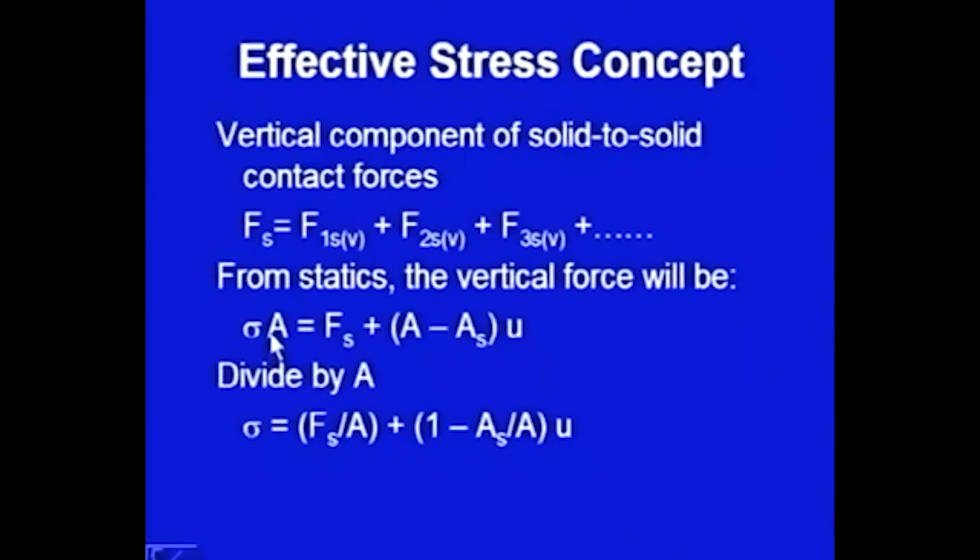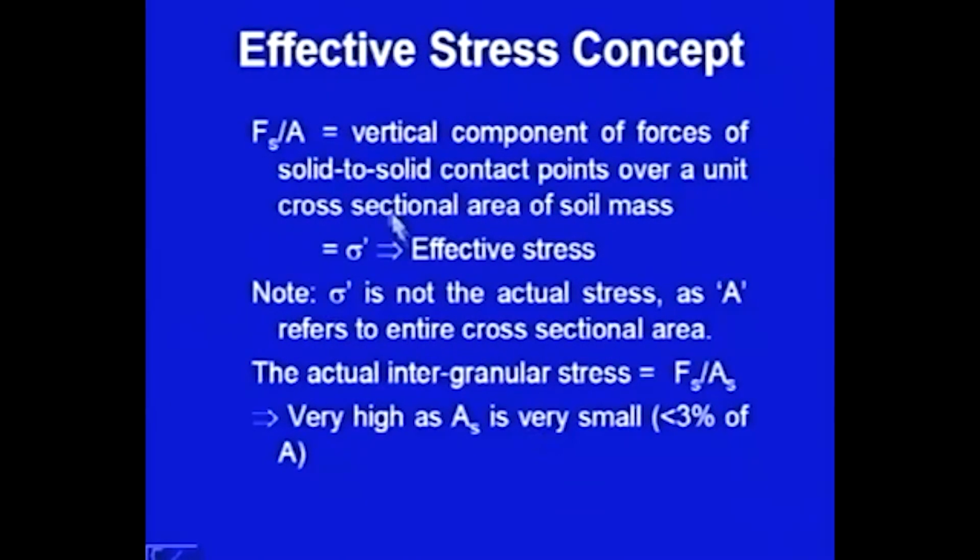Now, if I divide this equation by A, then I get this expression: sigma equals Fs upon A plus (1 minus As upon A) into U. Now, this component Fs upon A, where Fs is the vertical component of solid to solid contact forces, divided by A, the total area, this particular term is called sigma dash, which we call the effective stress.